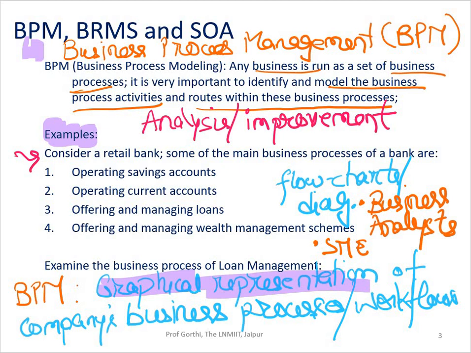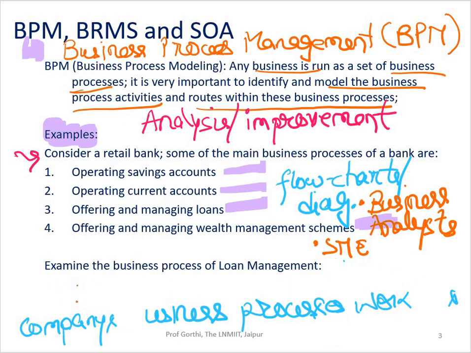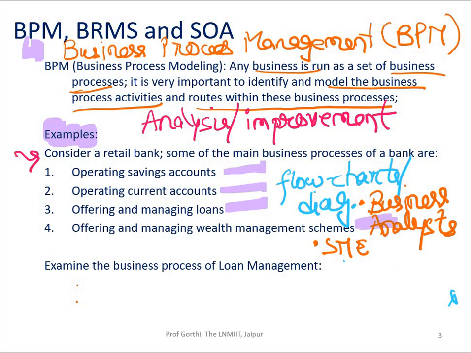So some of the business processes of the bank are operating a savings account and operating the current account. The bank can also offer and manage loans, and offer and manage health management schemes. Right. Then let's examine the business process of loan management. I assume that everyone is aware of the activities involved in loan management. Right, so let's take this example.